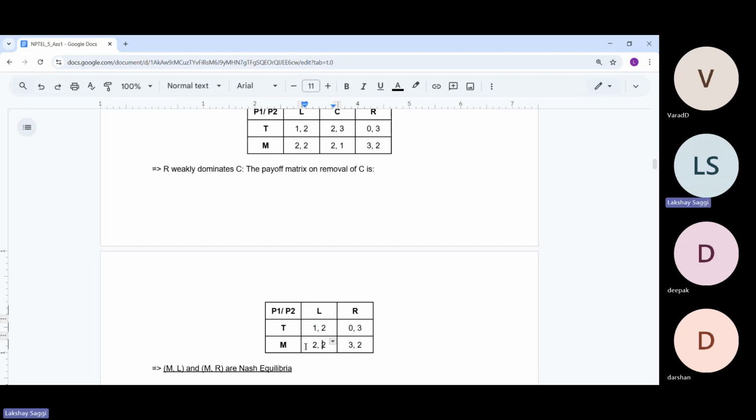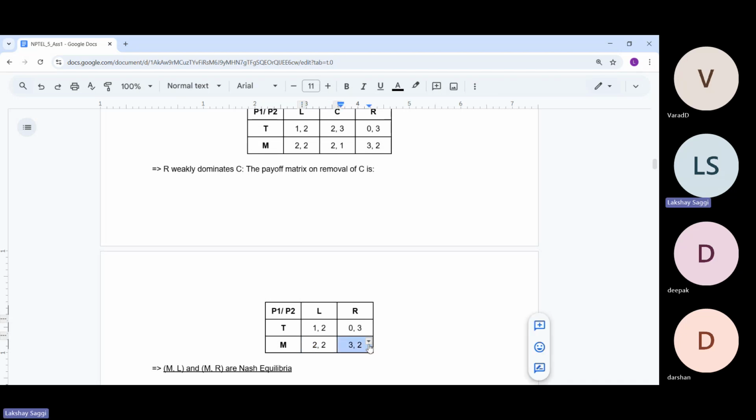And let's check for the column player. The column player's payoff right now is 2. But if the column player decides to switch from L to R, the payoff for the column player remains 2. Initially it was a 2, and if he switches, the payoff is again a 2. So again, the column player also has no real incentive to switch. The column player will not profit from switching. That's why we can say that M comma L is a Nash equilibria, because neither of the two players, row player or column player, wants to switch. So M comma L is a Nash equilibria.